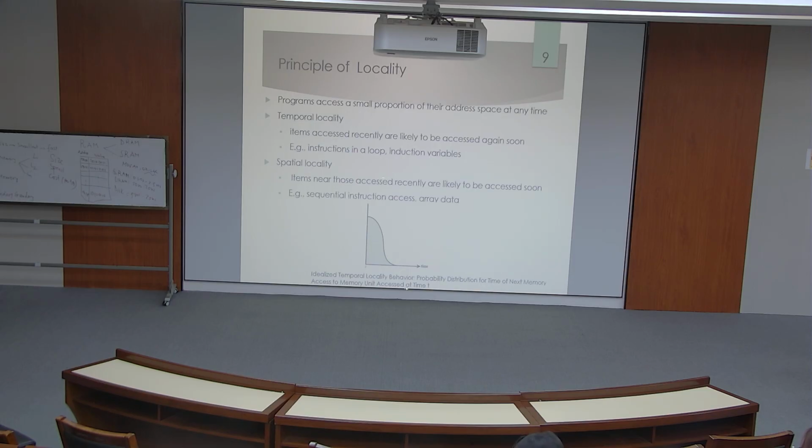For spatial locality, items that are near the recently accessed items are likely to be accessed soon. As depicted by this picture, we have the time t and the probability of accessing the recently accessed data, as well as data which are near the recently accessed data.